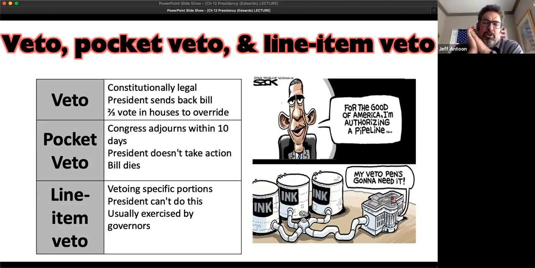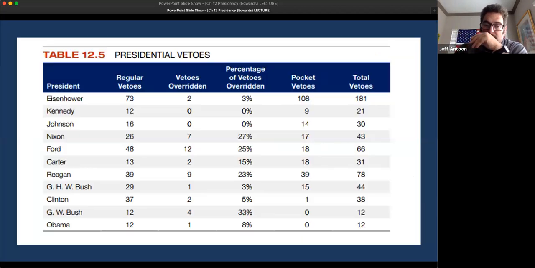And then lastly, a line item veto is when, let's say President Trump says, I don't like this in the bill. Get rid of this section, and then I'll sign it. Something he doesn't like, you can't do that. Governors can do that for bills for states, but you can't do that at the national or federal level. So this is unconstitutional. So line item veto, just know that one doesn't work.